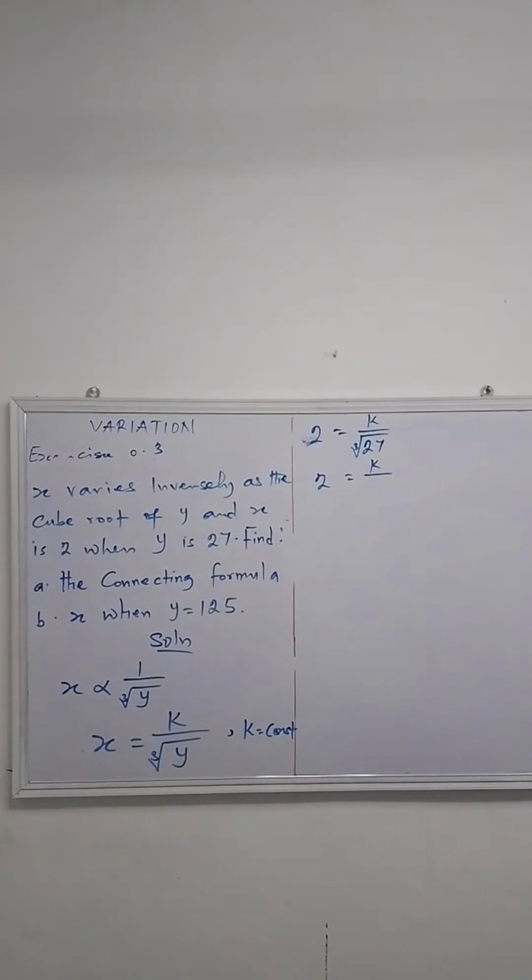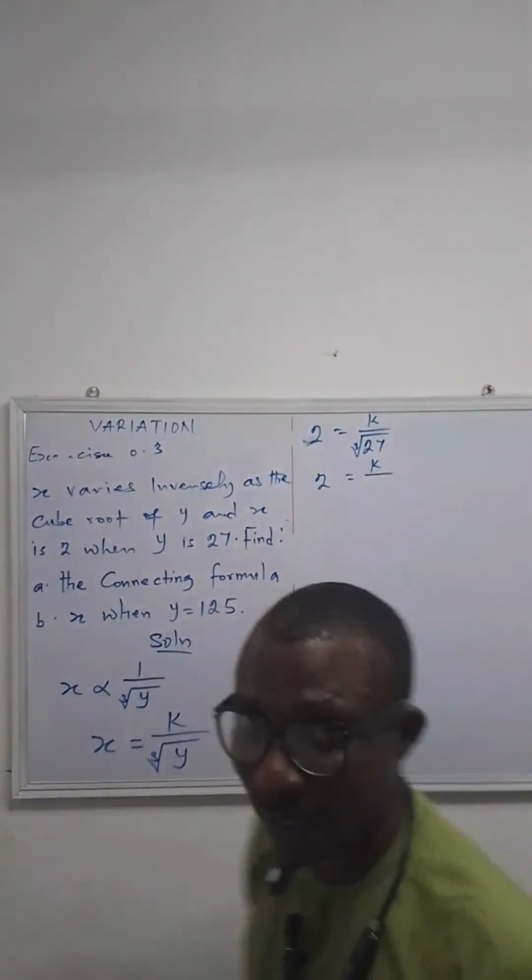Okay, I can see Diola. Who else? Okay, cube root of 27. Good. Cube root of 27 is 3. So that's very good. Now you are doing fine.